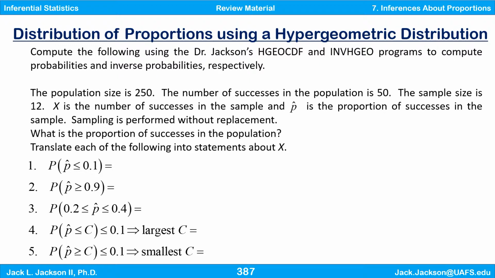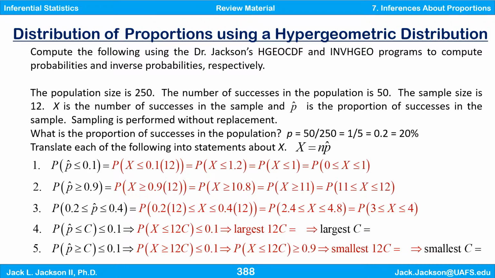So the first question is, what's the proportion of successes in the population? And then see if you can translate each of the following into statements about x. This should work very similar to what we just did with a binomial. Try it yourself this time and come back when you're ready. Press pause now. Well, the proportion of successes in the population is 50 divided by 250. That reduces to 1/5, 0.2, or 20%.